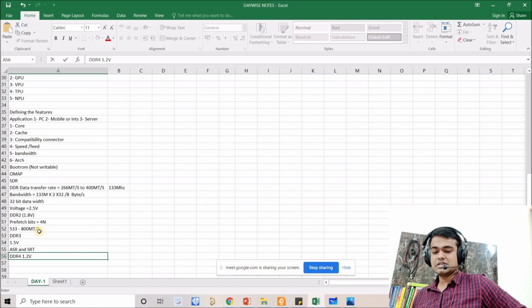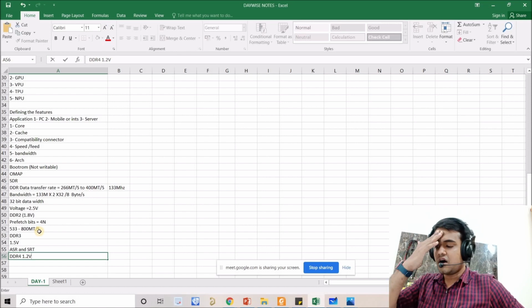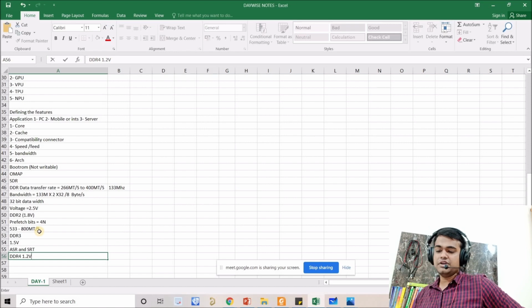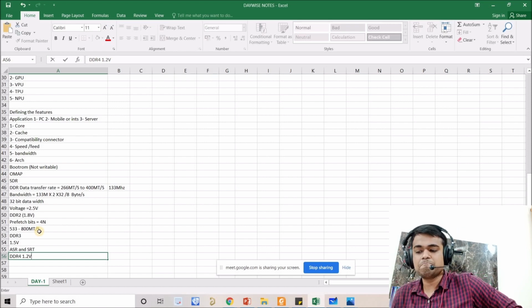Anyone? 16. 6N. Yeah, it's 6N. But apart from that, they have introduced a few more features on this one to save power.